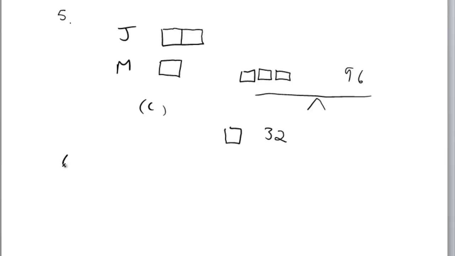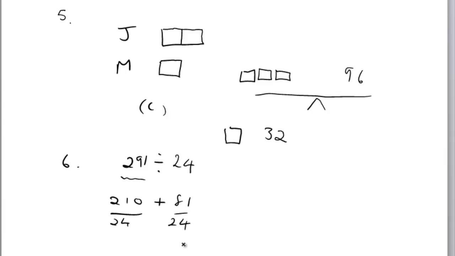Right, last one, number 6. Predict which of the following calculations is the same as 291 divided by 24. Now we know that only one of the answers is correct. So you can break 291 down into 210 plus 81. That's 291. So if you divide each of those by 24, it's the same. So answer D. Okay, great.